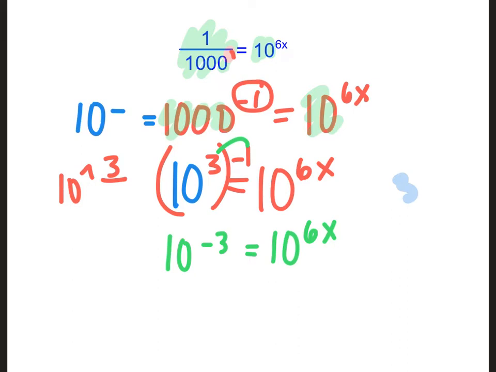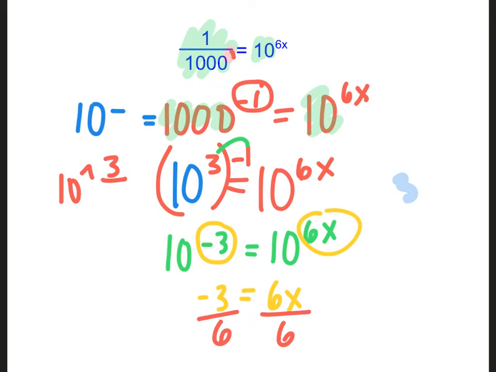Now at this point we have our bases that match, so we can just set our exponents equal to each other. So we're going to do negative 3 equals 6x. From here we're just solving for x like we've done all year, so I want to get rid of that 6 in front of x. In order to do that, we're going to divide both sides by 6, and I get x equals negative 3 over 6. And if I put that in my calculator, I get negative 0.5.